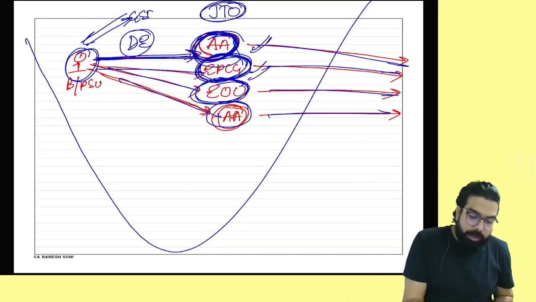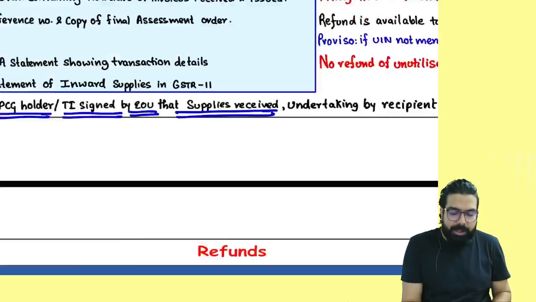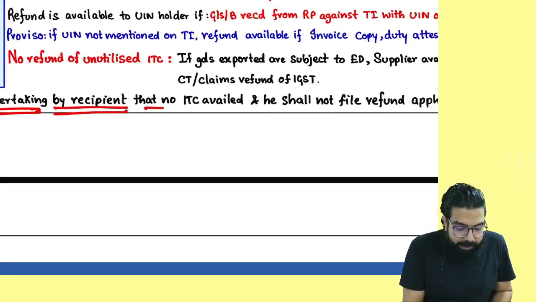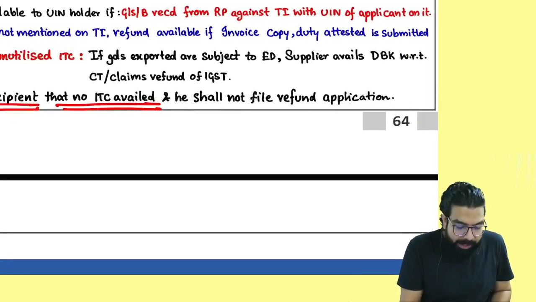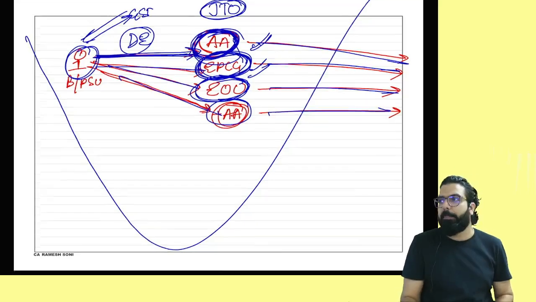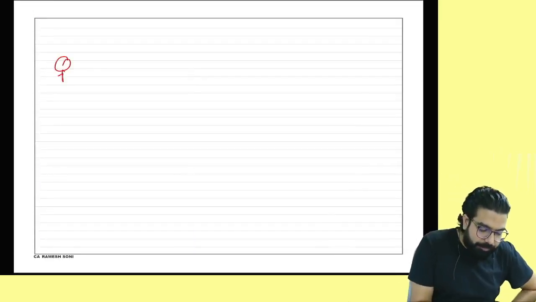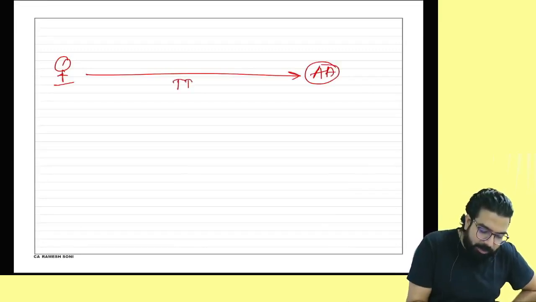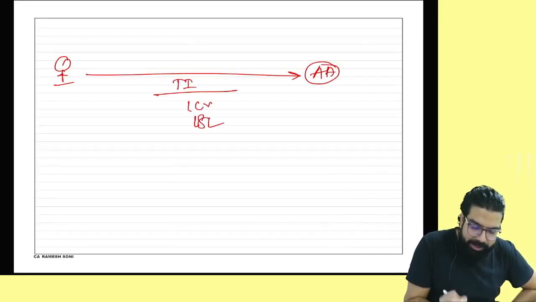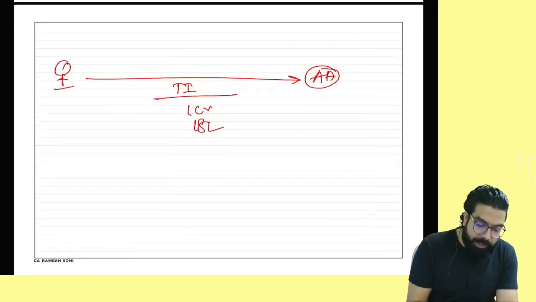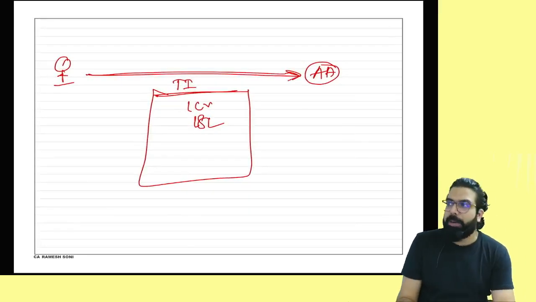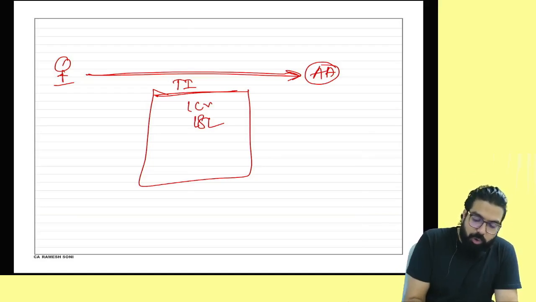Are we clear, everyone? The next thing they tell us is that you should take an undertaking from the recipient that no ITC has been taken by them and they will never file a refund application. I'll give you an example. I supplied to an advance authorization holder. I made a tax invoice of 1 crore rupees and charged 18 lakh GST. Always remember one thing, whenever you supply to an advance authorization holder, first of all, you should give what?